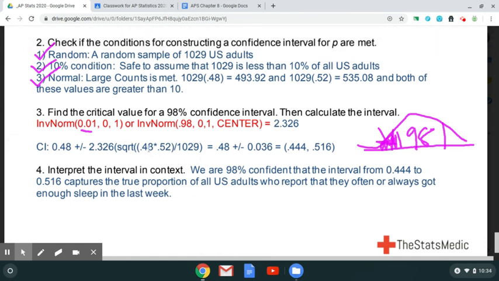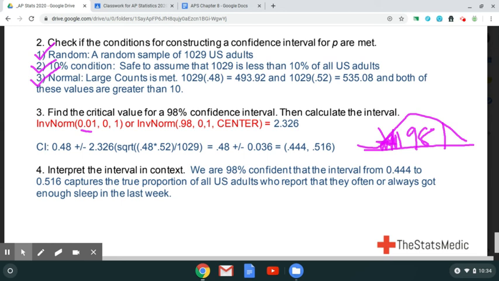So remember, that's where we multiply 0.48 times 0.52, divide by 1029, and take the square root. There should be another parentheses here at the end. So we would get a margin of error of this 0.036. So add and subtract that to 0.48. So our confidence interval is from 0.444 to 0.516.